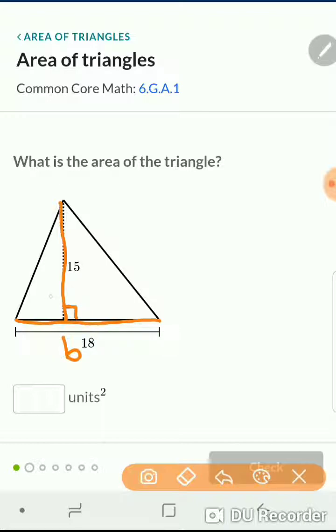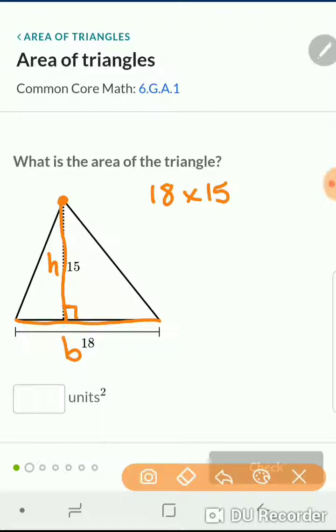The height is 15, and the reason why we know for sure that the height is 15 is because the height will always come from a vertex and then make a right angle with the base. So the height will be 15. So now that we know that, we're going to very simply multiply 18 by 15. So 18 times 15. Okay.